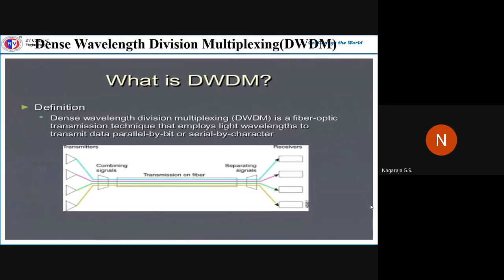Coming to the next topic, that is dense wavelength division multiplexing, right? It's a fiber optic transmission technique that employs light wavelengths to transmit data parallel by bit or serial by character. Okay, that is what DWDM is.